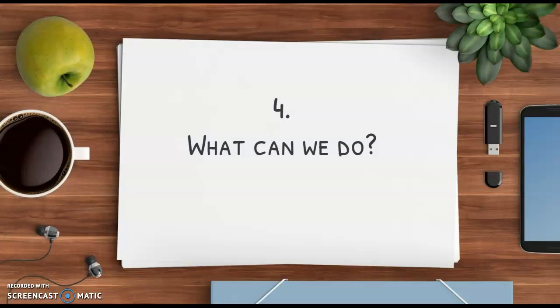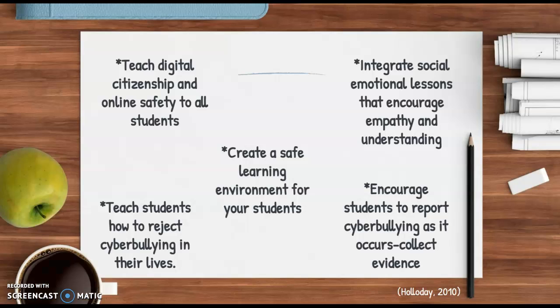So what can we do as staff and educators within the schools? One way to help prevent cyberbullying is to teach digital citizenship and online safety to all students. Teach them how to reject cyberbullying in their lives, and the appropriate ways to tell other students to stop, no, stay away. Create a safe learning environment for your students. Know that they have someone to talk to that they can trust, that they feel safe enough to come and talk to an adult or other students, or to tell other students to stop.